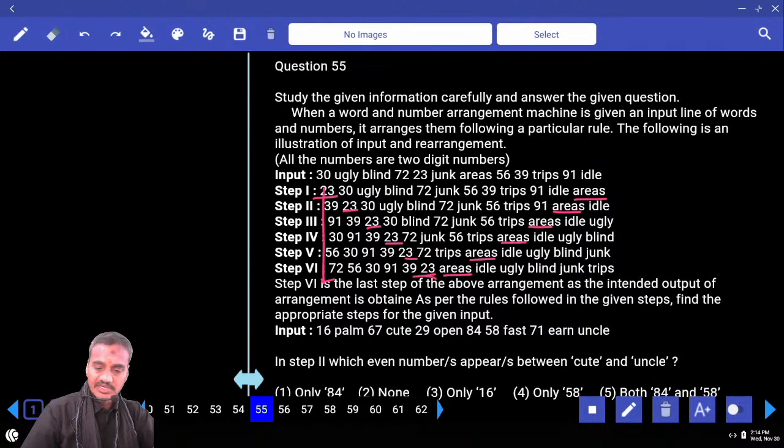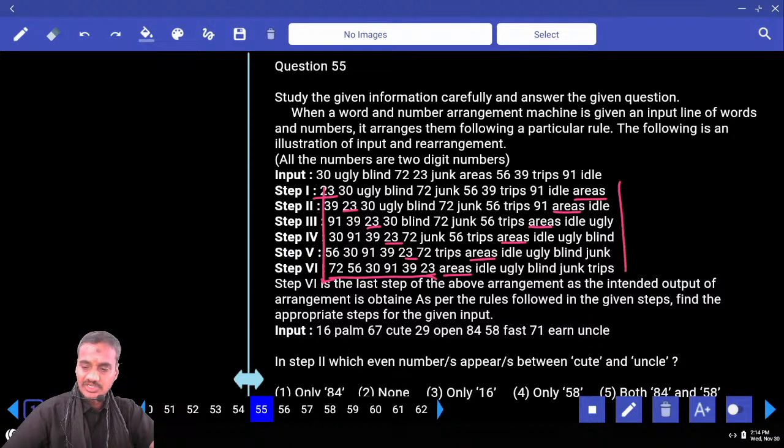23, 39, 91, 30, 56, 72. Further they were shifted to the right hand side. Again the words: area, ideal, ugly, blind, junk and trip. So what is your answer here? Question numbers 55 onwards, there are some 6 questions based on this.